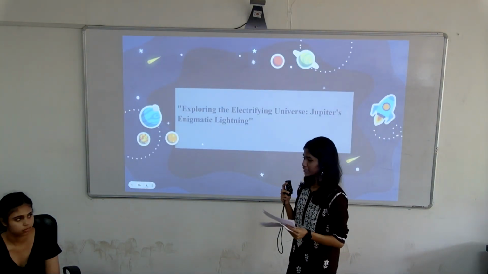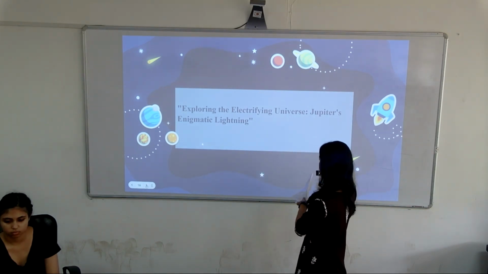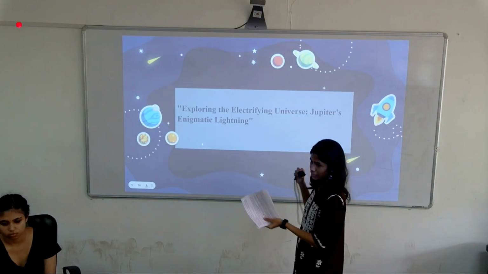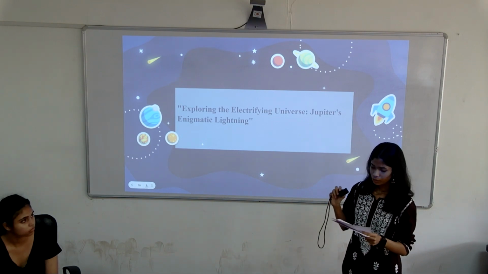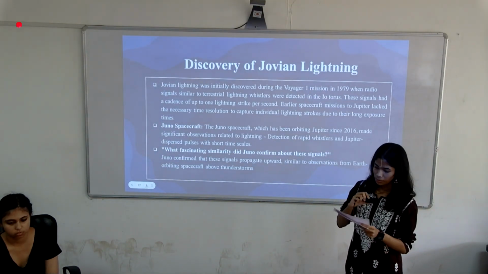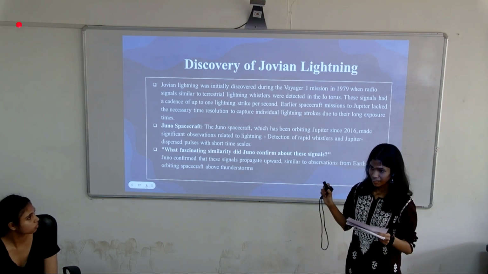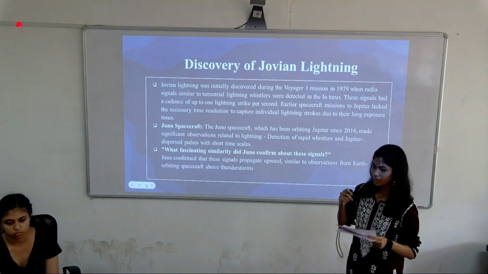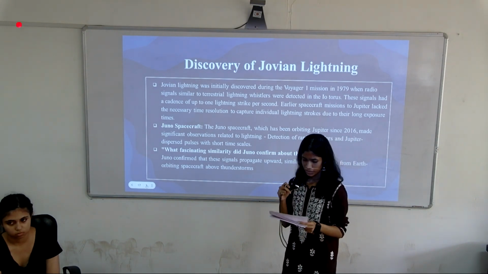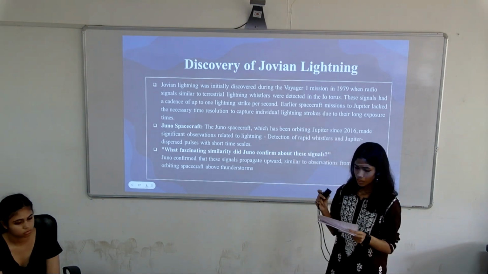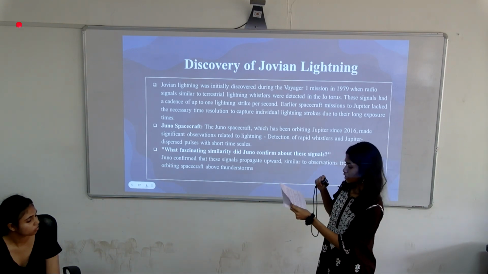Okay, so I'll take the topic further on, and as you can see by the topic, it's exploring the electrifying universe and Jupiter's lightning. That is what we studied today, and it was so interesting. So let us all imagine that we are standing on the surface of Jupiter, surrounded by awe-inspiring spectacles of lightning dancing across the sky. So this brings us to the question: how was Jovian lightning discovered? The basic information that we know is it was first spotted by the Voyager 1 mission in 1979.